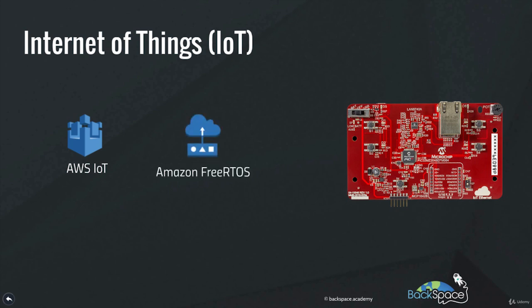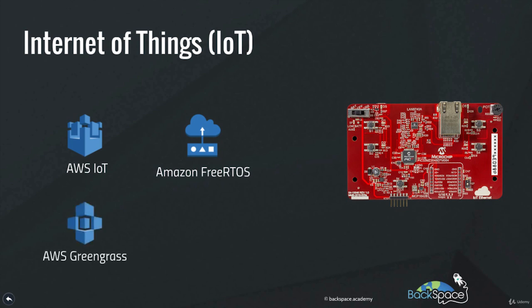Amazon FreeRTOS is an operating system for microcontrollers, such as the Microchip PIC32, that allows small, low-cost, low-power devices to connect to AWS Internet of Things.